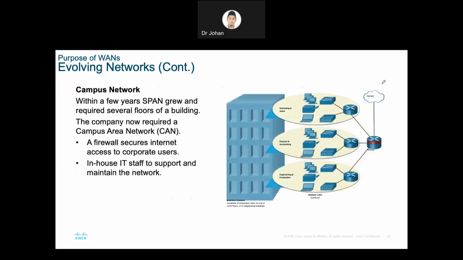Campus network. Within a few years, Span grew and required several floors of a building. There is expansion of the organization. The company now required a campus area network, which has a firewall that secures internet access to corporate users, and also in-house IT staff to support and maintain the network.